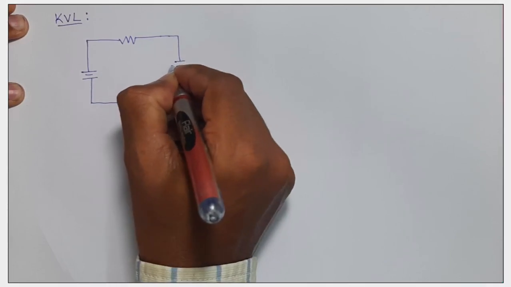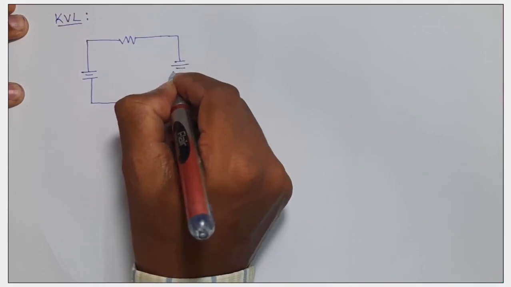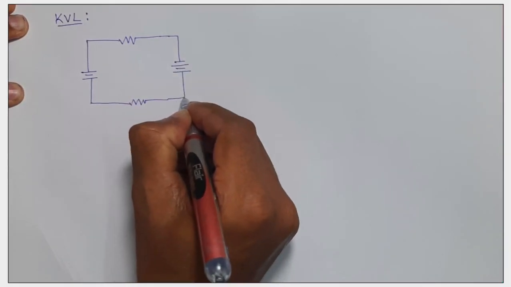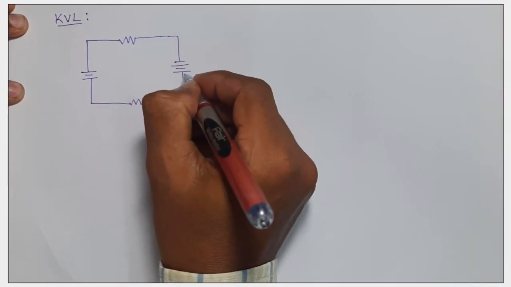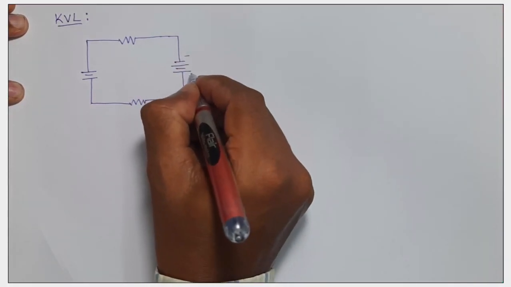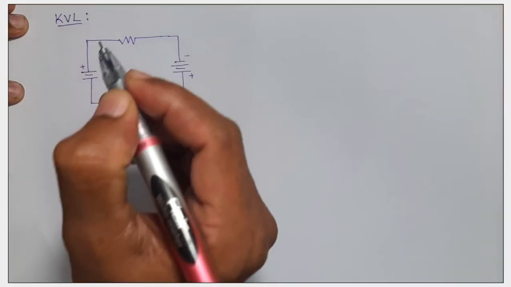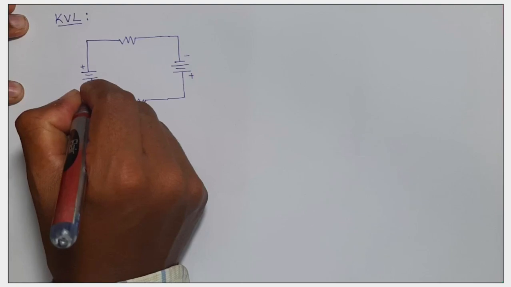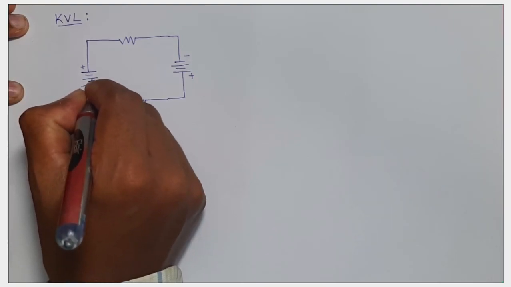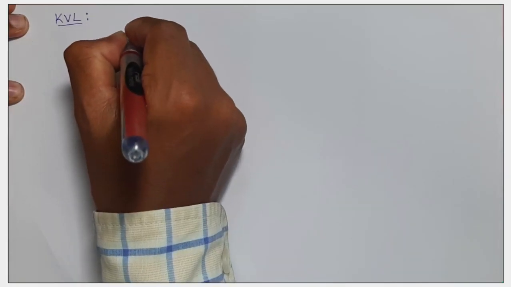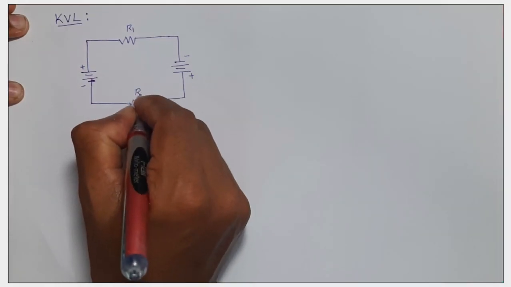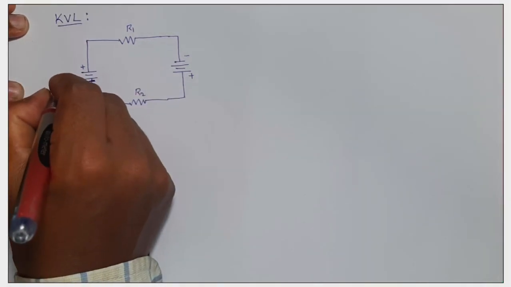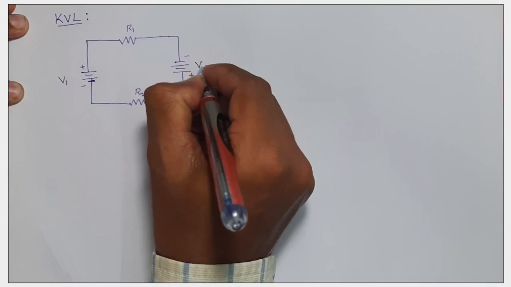Dear students, you know that this is the smaller terminal, this is the larger, that means this is negative, this is positive, this is positive, and here this is negative. And this I call R1, this resistor R2, this voltage source V1, this voltage source V2.